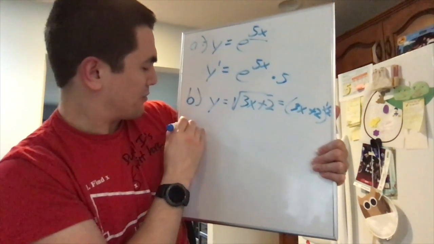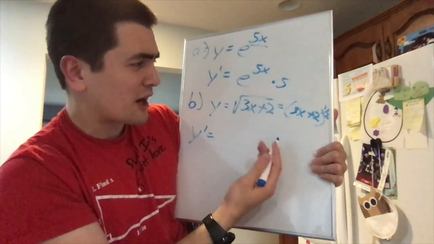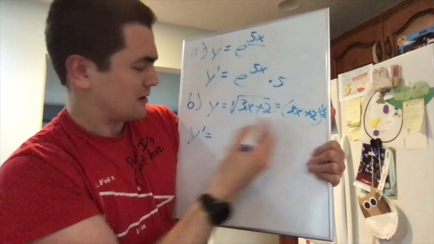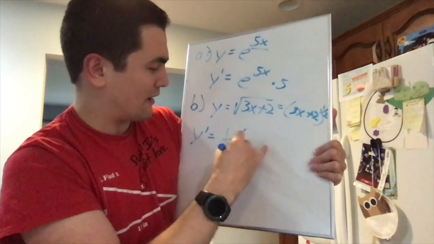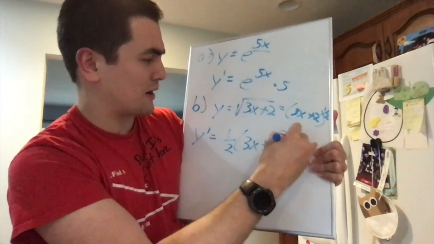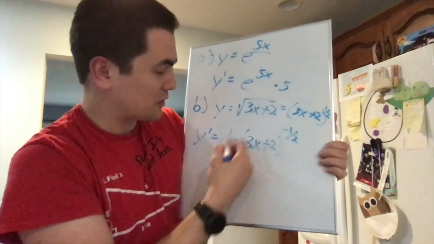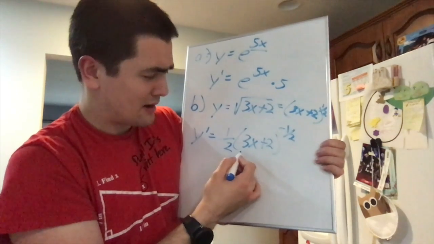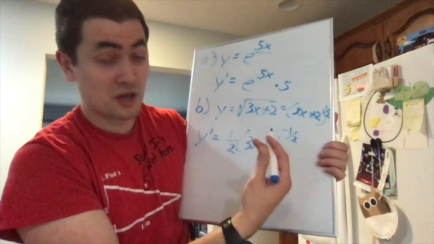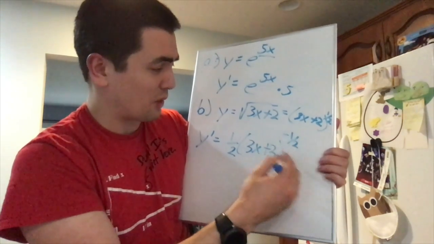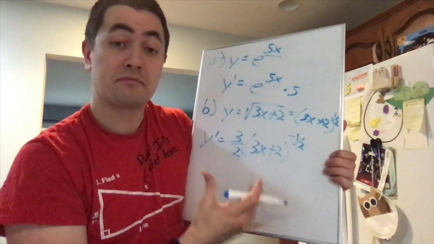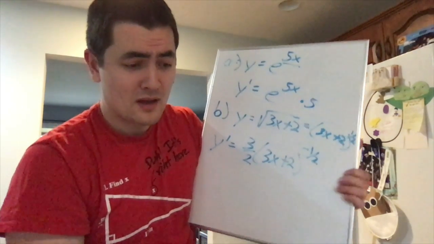So now y prime, it looks like I just do the chain rule again. This 1/2 comes down and then it turns into a minus 1. So I'll get 1/2 times 3x plus 2 to the minus 1/2. But then I have to multiply this whole thing by the derivative of the inside. The derivative of 3x is just 3. The derivative of 2 is just 0. So I just have to multiply this whole thing by 3. How about I just put that right there? Make it easy. Piece of cake.